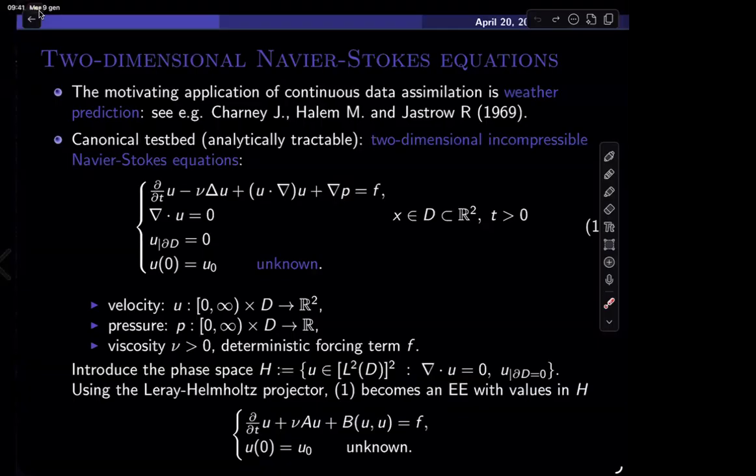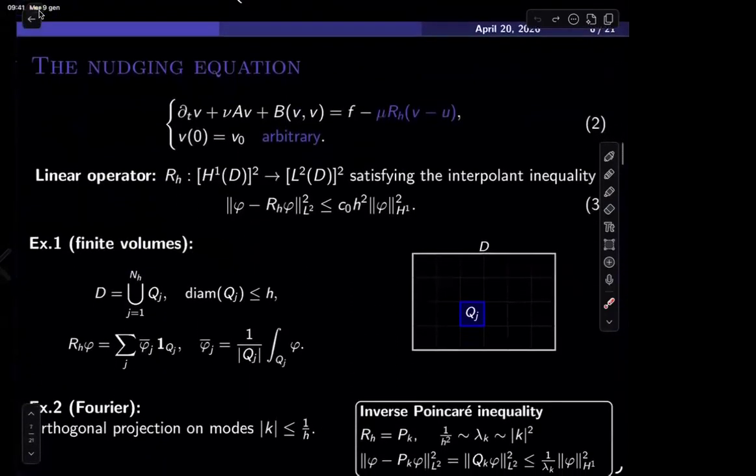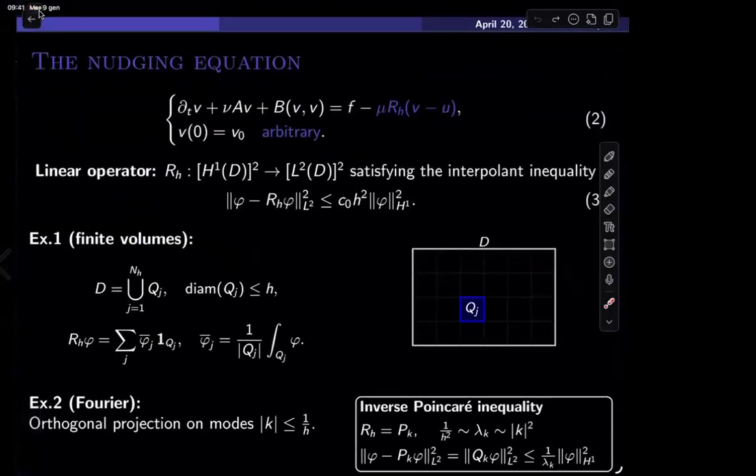And as I said before, what is our aim? Our aim is to make predictions at future time. And the problem is that we do not know exactly the initial condition of our system. So in order to try to recover in an accurate way the initial condition, we introduce the modified equation, the nudging equation, which is exactly the Navier-Stokes equation perturbed by this term here, which is the nudging term.